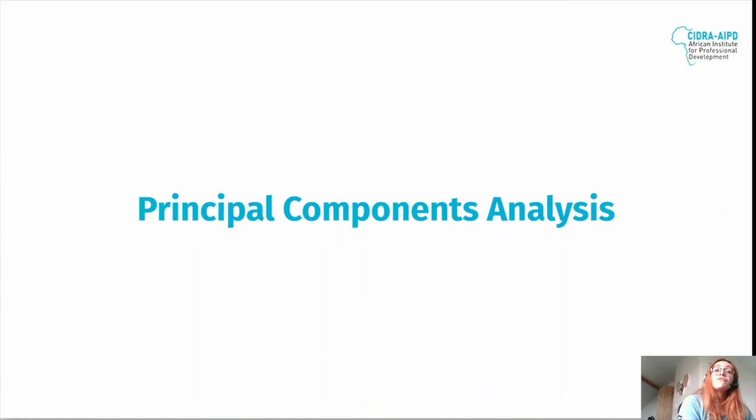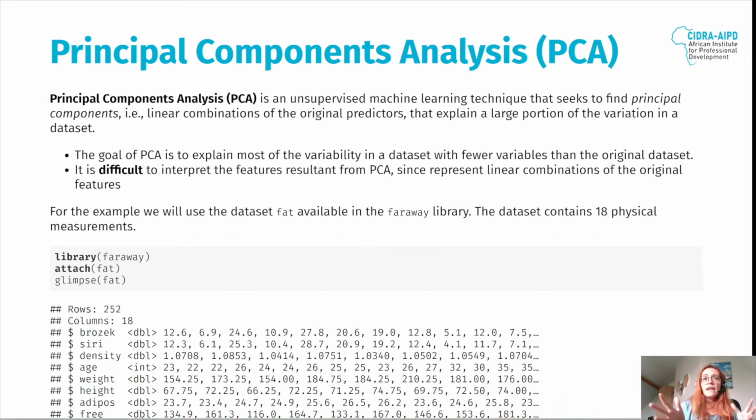Well, now we can briefly talk about principal components analysis. This is the other common type of problem that you can solve when you're dealing with unsupervised learning problems. PCA is an unsupervised machine learning technique that seeks to find principal components, and that means linear combinations of the original predictors that will explain a large portion of the variation in a data set.